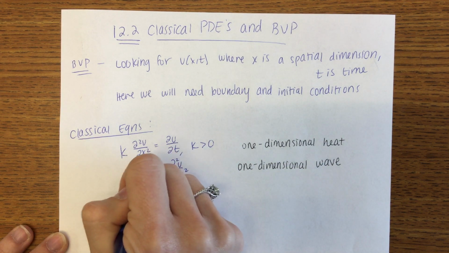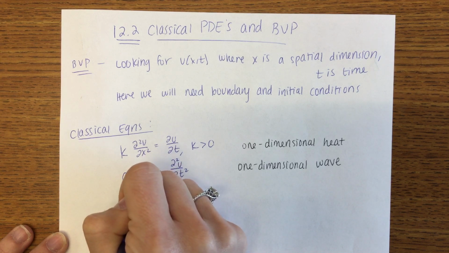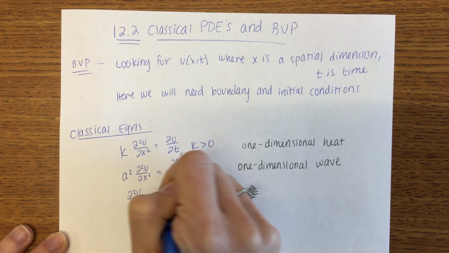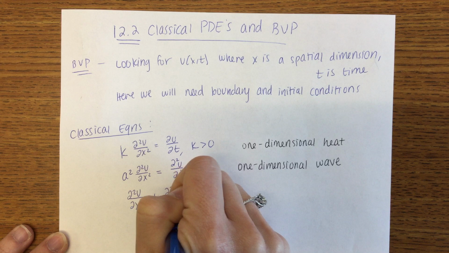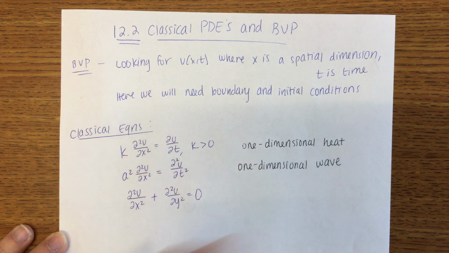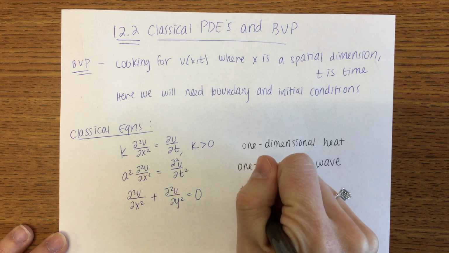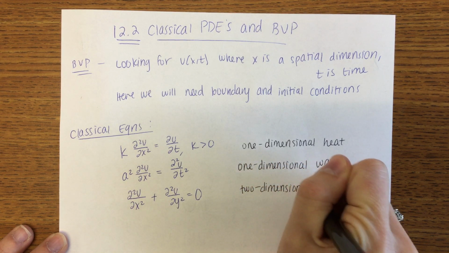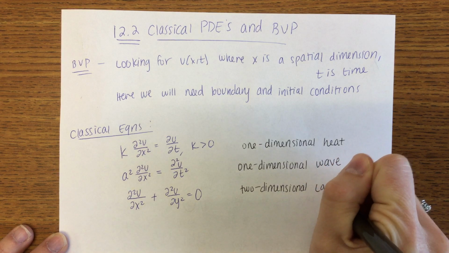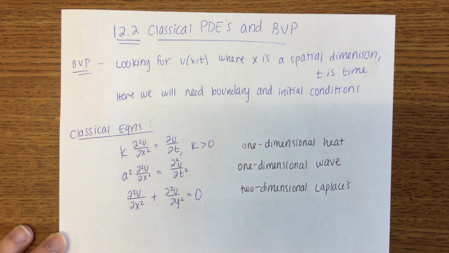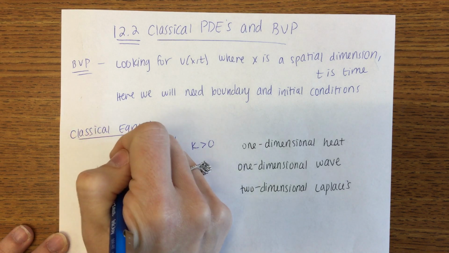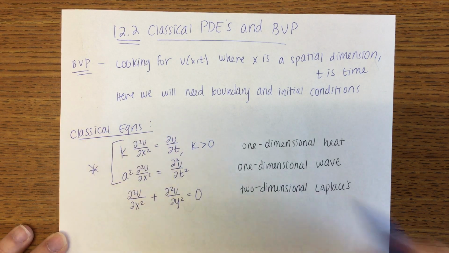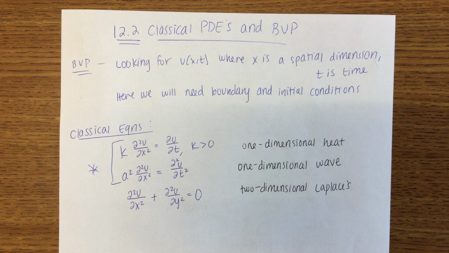And then the last one is the second partial of u with respect to x plus the second partial of u with respect to y is equal to 0. And this is called the two-dimensional Laplace's equation. We will only be covering the first two equations, heat and wave. We are not going to do Laplace.